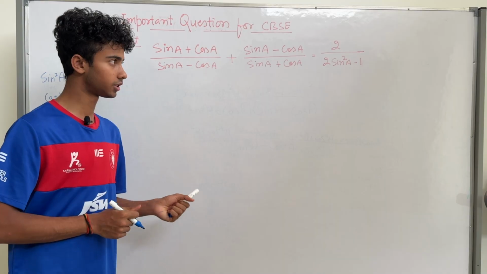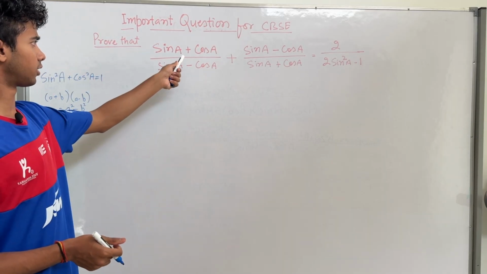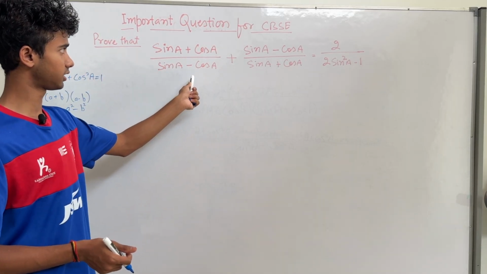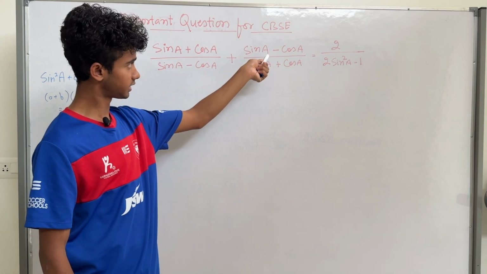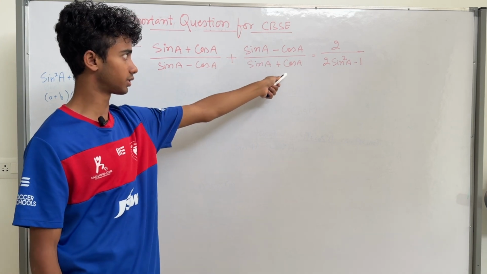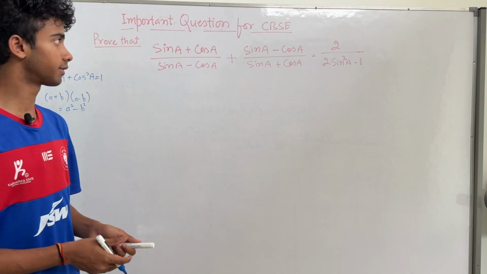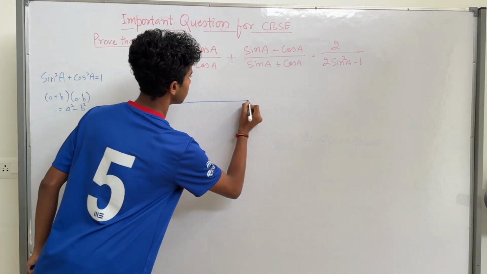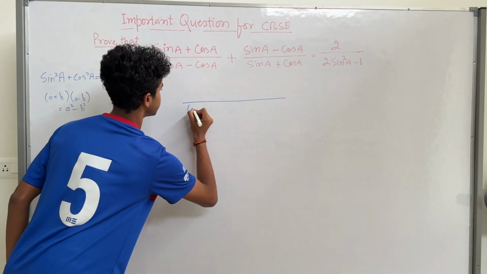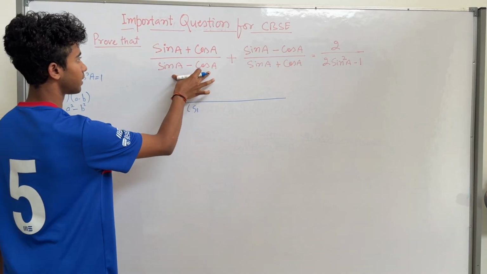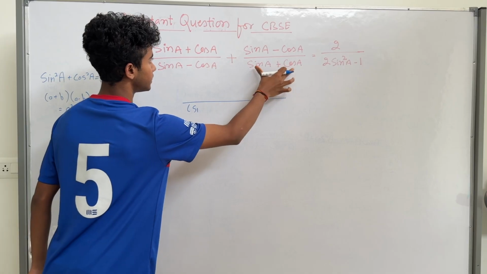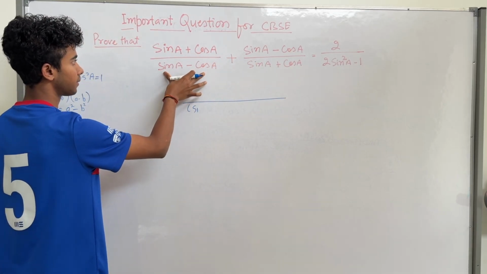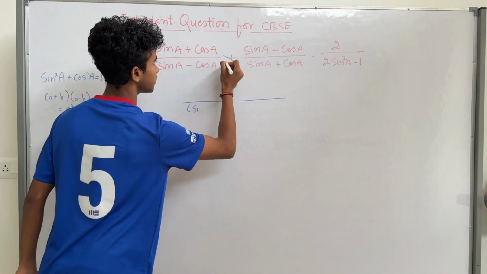So in the first, you can see there is (sine a plus cos a) by (sine a minus cos a), and on top there's here (sine a minus cos a) and (sine a plus cos a). Over here, what we're going to start with is take the LCM, which will be my LCM. I mean just multiply the denominators, and then this will multiply with this on top. This will multiply with that.